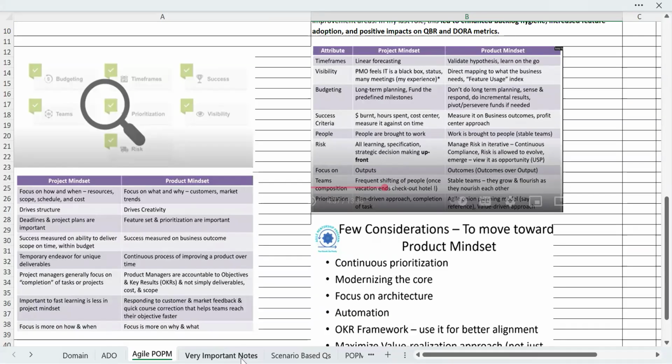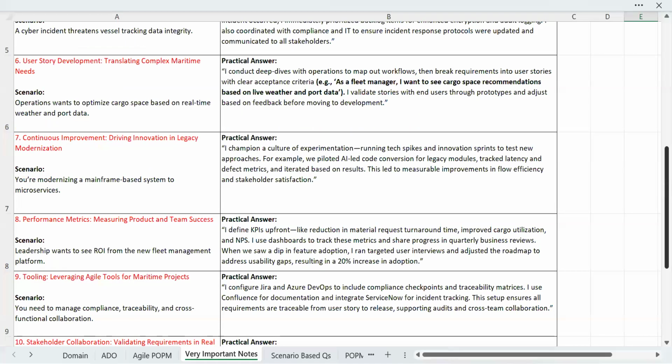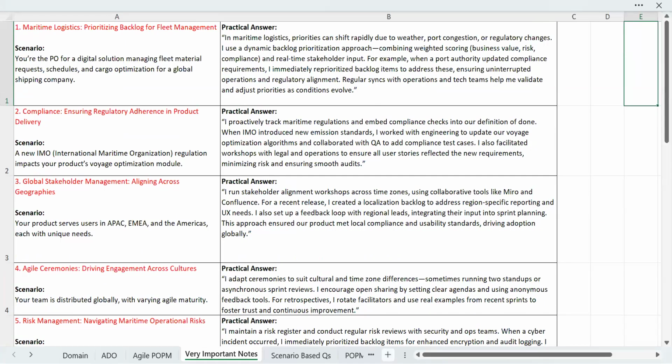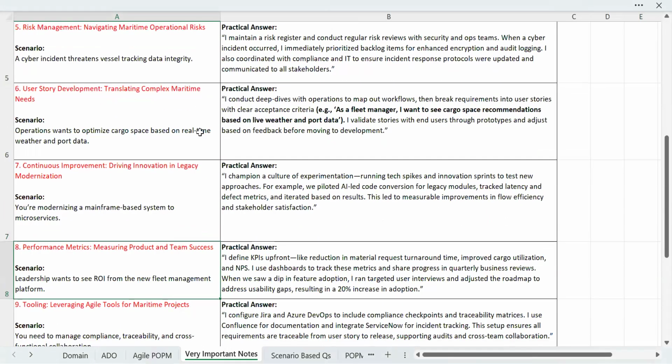And then, what are some of the very important questions factoring the domain? I have given some sample questions and some examples for it. Some of the questions are from maritime logistics, some based on compliance, some based on stakeholder engagement or management.